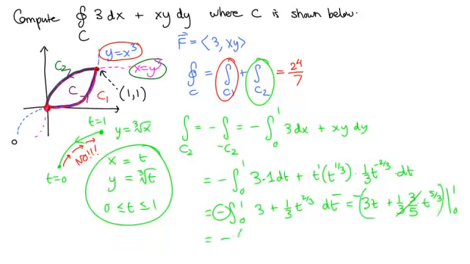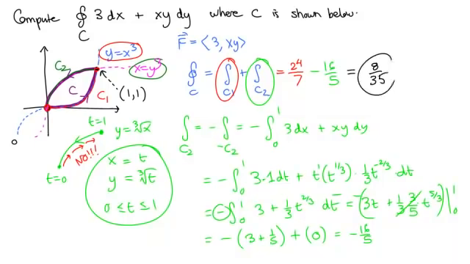So keeping the negative out in front, when we plug in 1, we're going to get 3 plus 1/5, minus, when we plug in 0, we're going to get 0, and so that will get us negative 3 1/5, or negative 16/5. So the second integral contributes a negative 16/5. If we put these values on a common denominator, we're going to come up with 8/35. And so there's our line integral.